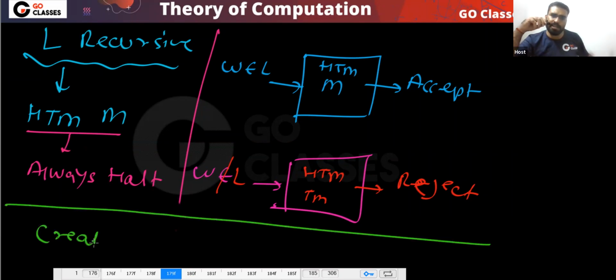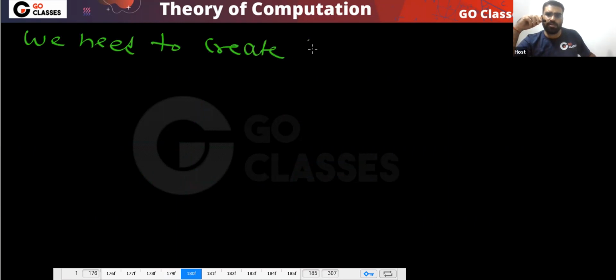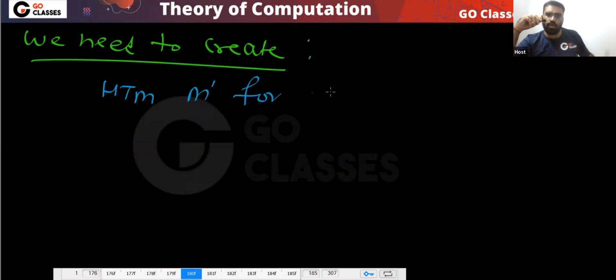Create a halting Turing machine for L complement. So this is what we need to create. What do we need to create? We need to create a halting Turing machine M dash for L complement.